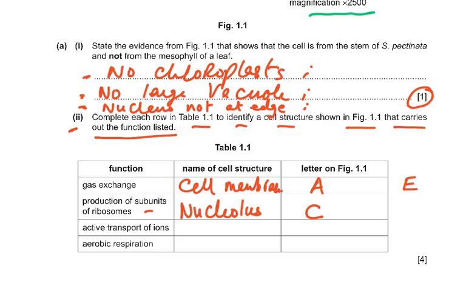Then active transport of ions would be, of course, channel proteins in the cell membrane. And this would be again A. You could have said A, you could have said F, which is the tonoplast, you could have said E, which is the mitochondrial membrane, and you could have said B, which is the nuclear envelope. Then aerobic respiration would be in the mitochondria. Mitochondrion or mitochondria, you can write either of them. And this was E.